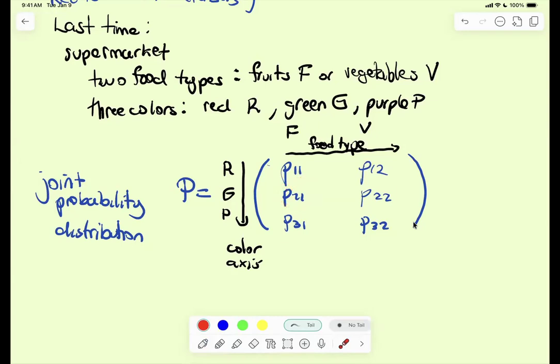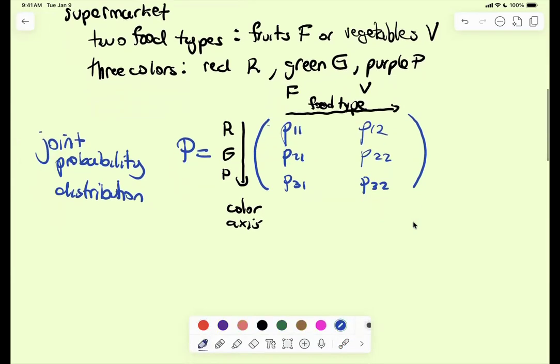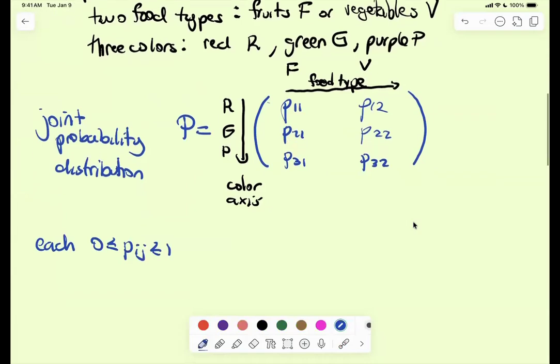They're supposed to be probabilities, and one of the last things I was telling you is that each number would be between 0 and 1, right? So each entry of this matrix is between 0 and 1, and then the law of total probability says that if you add up all the probabilities, you get 1.